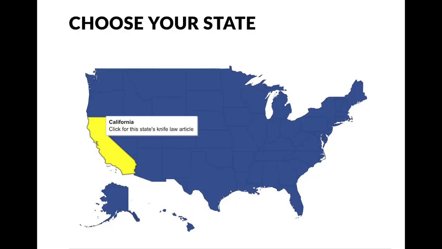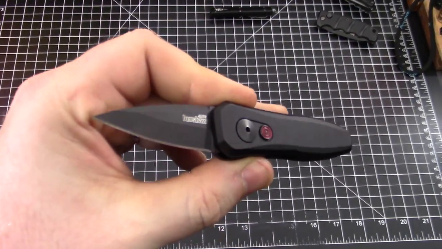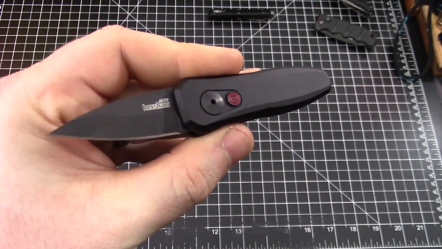This one is California legal because it's under 2 inches, and it's an auto that's under 2 inches. I don't know, I like it despite that.